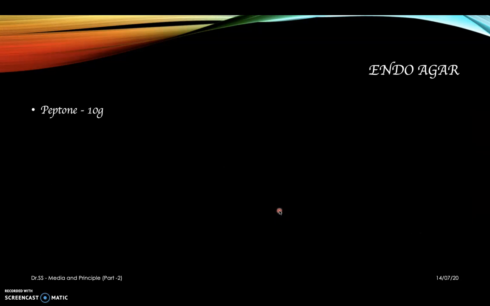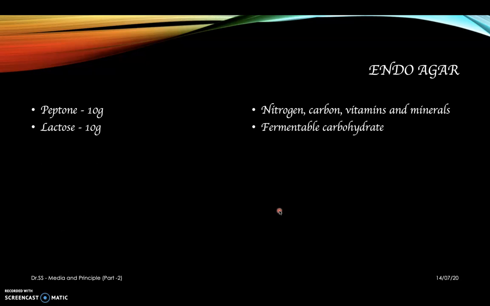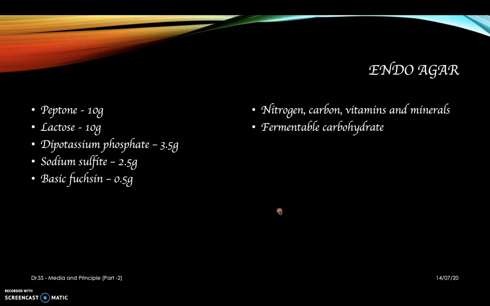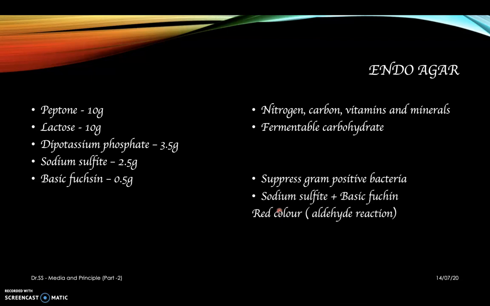Okay, the composition of the media is peptone, which provides nitrogen, carbon, vitamins and minerals. And lactose, it is the fermentable carbohydrate. And dipotassium phosphate, sodium sulfite and basic fuchsin. Basic fuchsin is mainly responsible for the suppression of gram-positive bacteria.